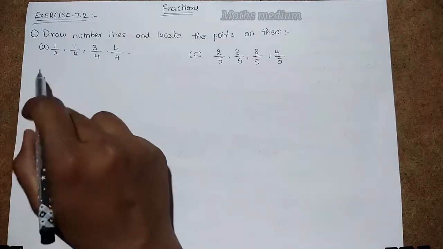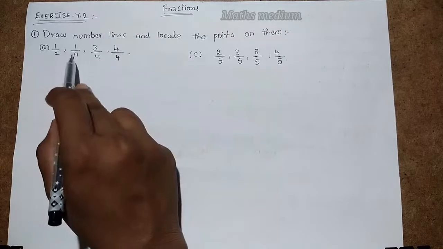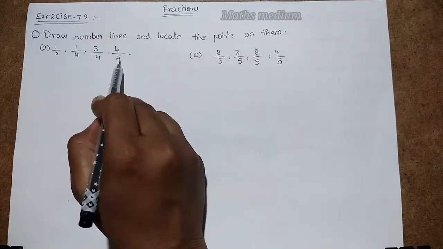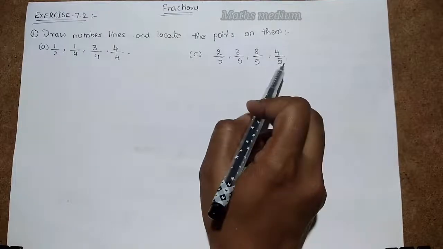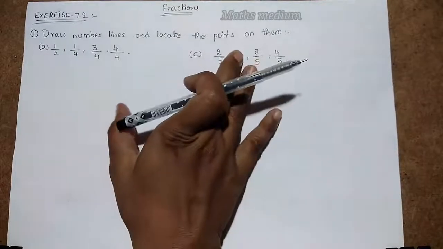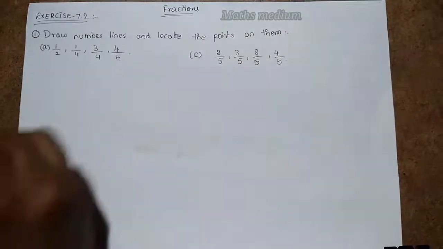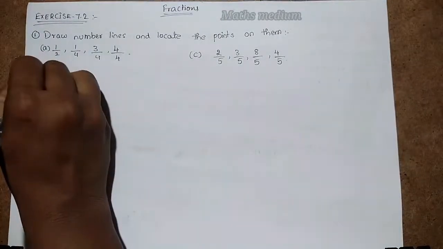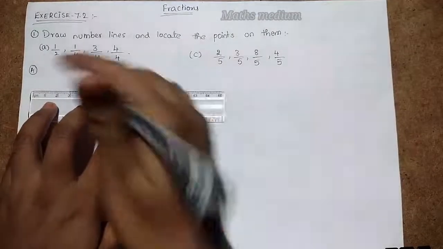So now coming to the question here. A: 1 by 2, 1 by 4, 3 by 4, 4 by 4, and C: 2 by 5, 3 by 5, 8 by 5, and 4 by 5. Here are some fractions. So we have to locate the points on a number line. So let's start with question number A. Take the help of a scale and draw a number line.